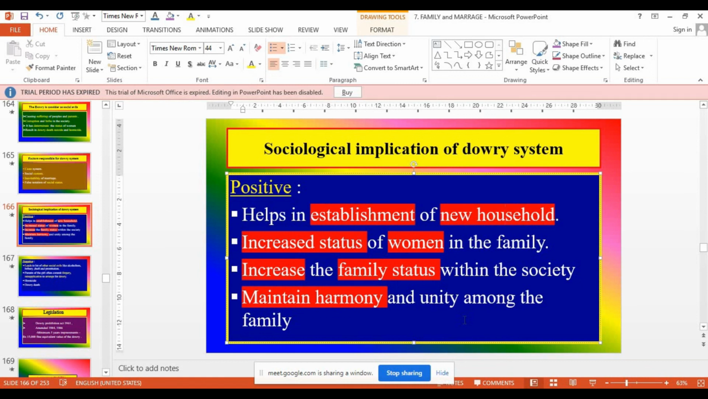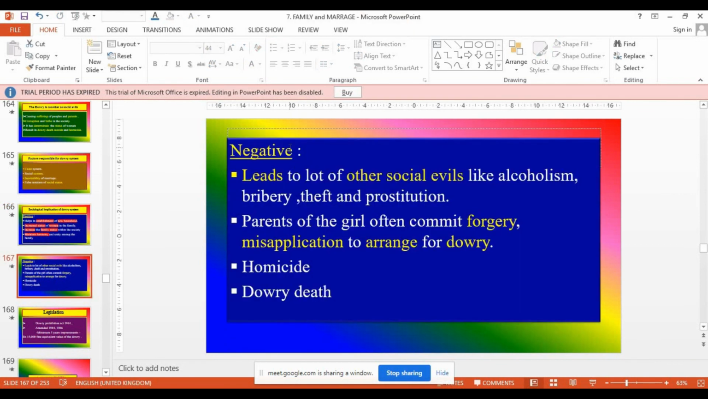No money, or not adequate money, creates stress and anxiety and may cause problems between husband and wife. So dowry helps maintain harmony by keeping away economic crisis. So these are the positive aspects of the dowry system. Dowry should only be given to the woman, not to the husband's family. That is a positive aspect.